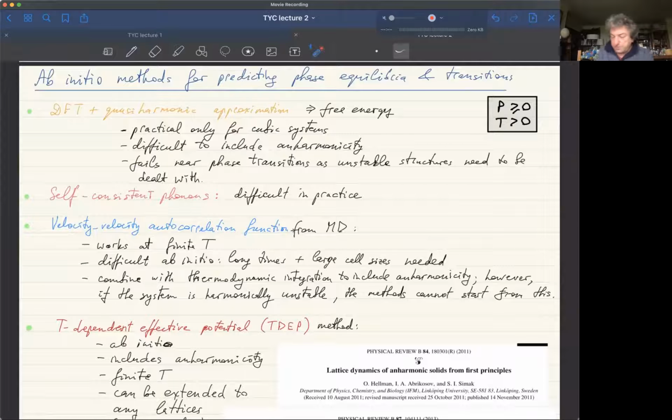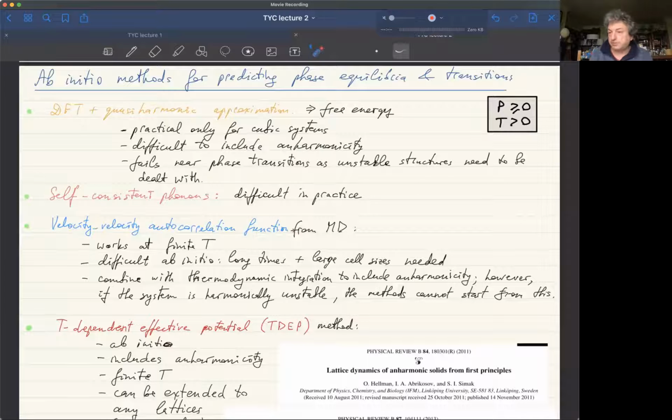So if you have non-zero temperature and non-zero pressure, what can you do? This we have just covered: DFT plus quasi-harmonic approximation. It has some advantages, some disadvantages. There is another, analytical method called self-consistent phonons, which was quite popular in the past, but it's rather expensive. And as far as I know, no implementation of this code within DFT or within any kind of platform exists. Maybe it does, but I haven't heard of it.